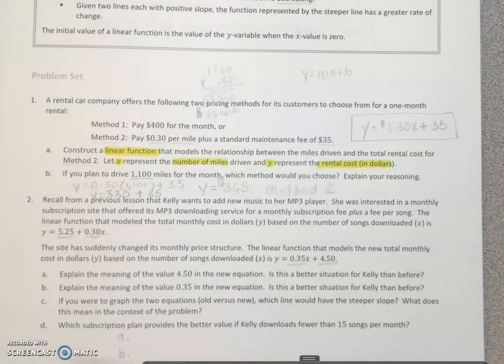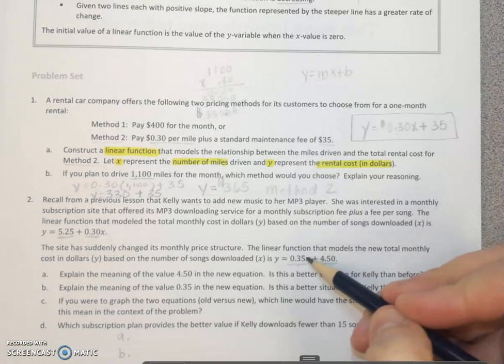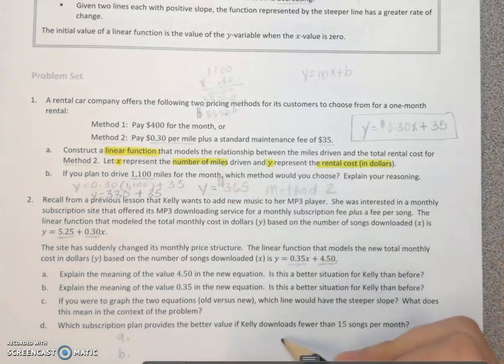Okay, so let's look at D. Which subscription plan provides the better value if Kelly downloads fewer than 15 songs per month? Okay, so if Kelly were to download 15 songs, both plans would cost the same. And all I did was plug 15 in for X. So I want to see those equations worked out down here. Therefore, the new plan is cheaper if Kelly downloads fewer than 15 songs.